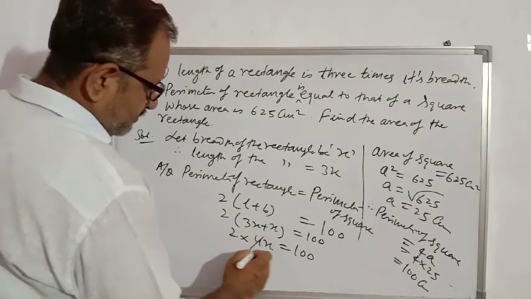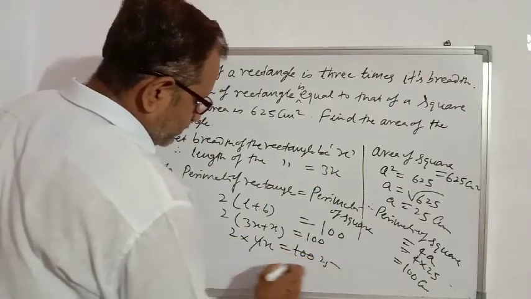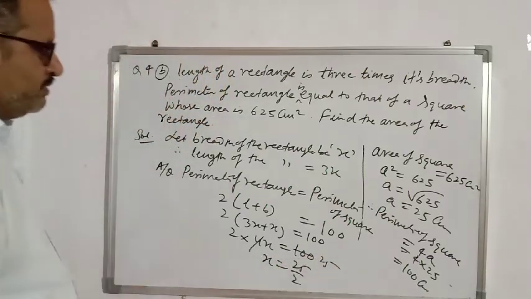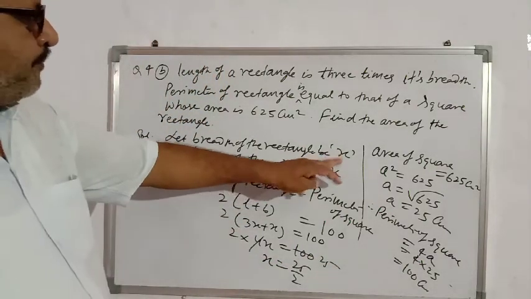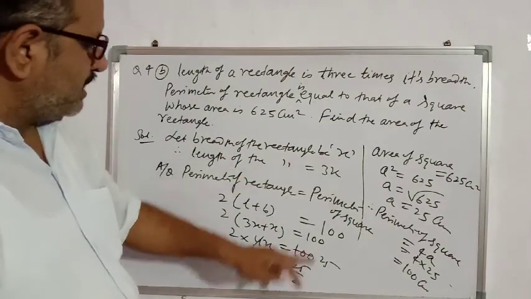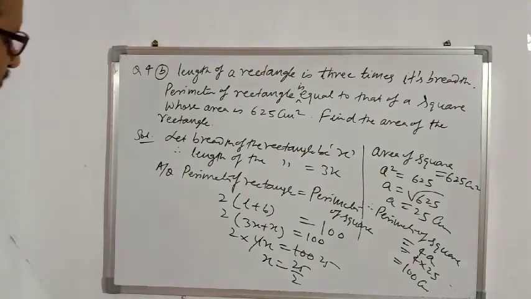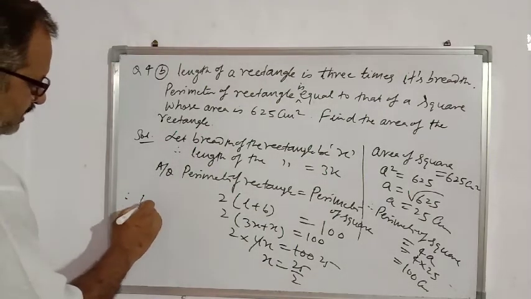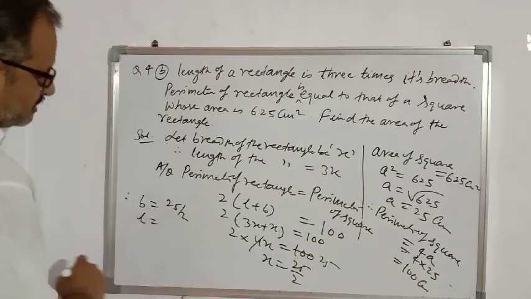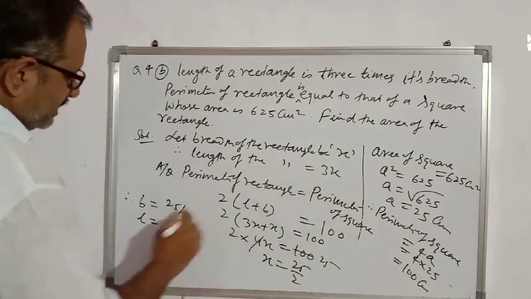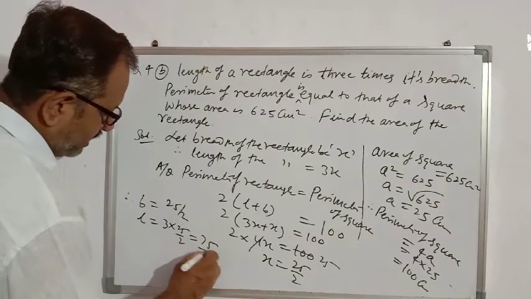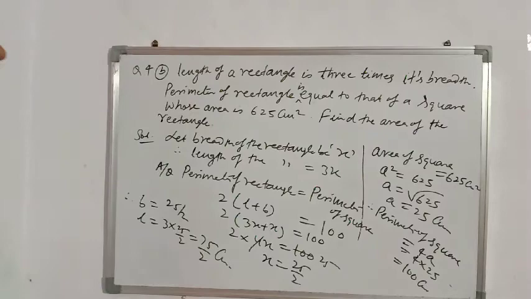We can cancel 4 to 25 times. So what will be x? 25 by 2. X means breadth. Breadth of the rectangle is 25 by 2, so B is equal to 25 by 2. What will be the length? Length of the rectangle is 3x. So 3 into 25 by 2 is 75 by 2 centimeter.